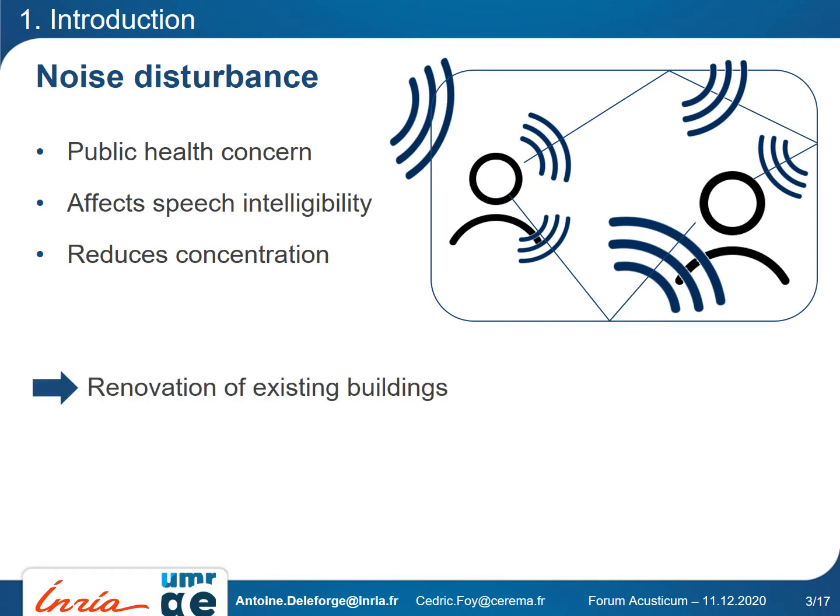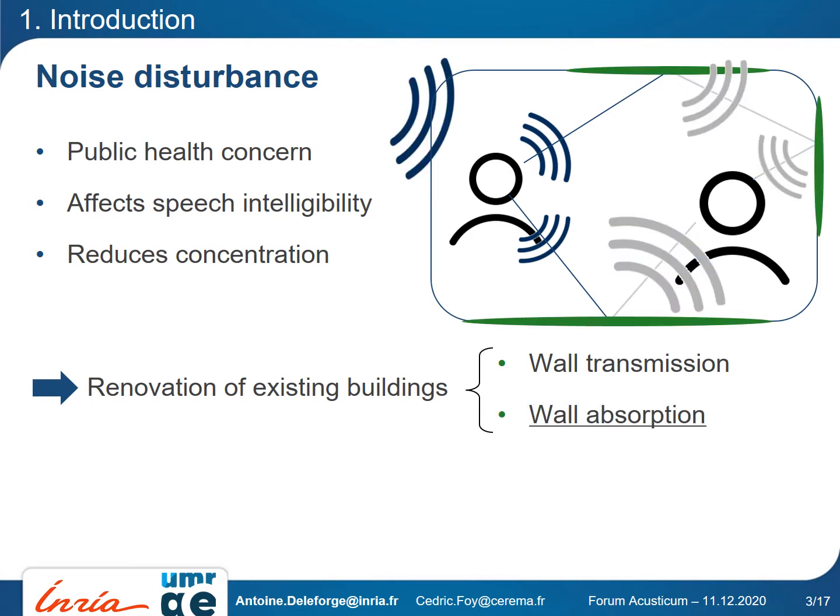An important means to tackle this issue is to renovate existing buildings. To do this, building acousticians can perform two main types of acoustic treatments. They can reduce the acoustic transmission of walls, floors and ceilings in order to decrease the noise level coming from outside, and they can increase the absorption of inner surfaces in order to reduce the level of reverberation in a room, which will be the focus of this study.